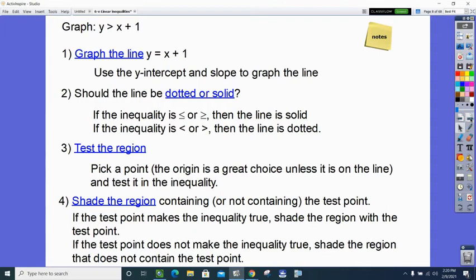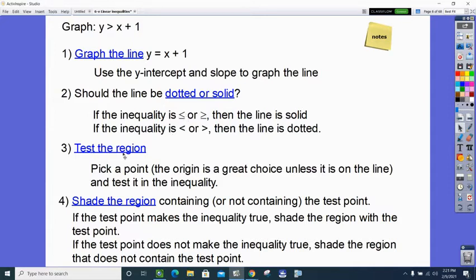So here is sort of what we just did. The first thing you're going to do is graph the line as if there wasn't an inequality. So you need to have it in y equals mx plus b. Sometimes you can use standard form if those intercepts are easy to graph. Right as you're getting ready to draw the line, you stop yourself and say, should it be dotted or solid? If it's greater than or equal to, it would be a solid line. If it's strictly greater than, it would be a dotted line. And I talk about that right here.